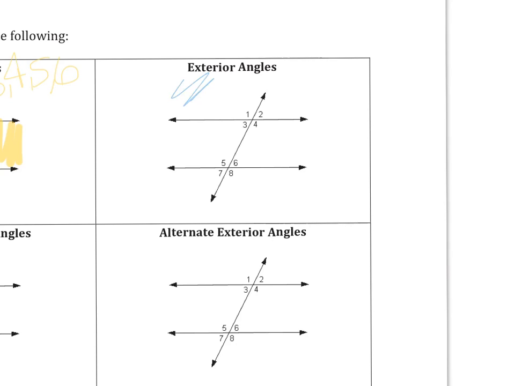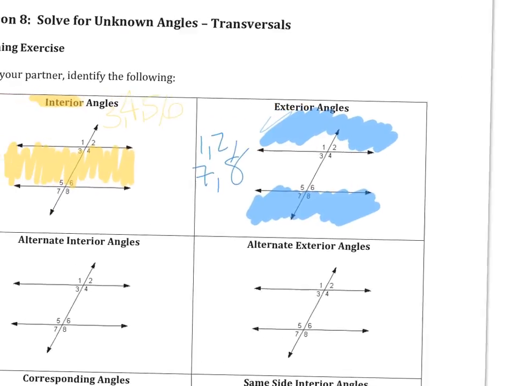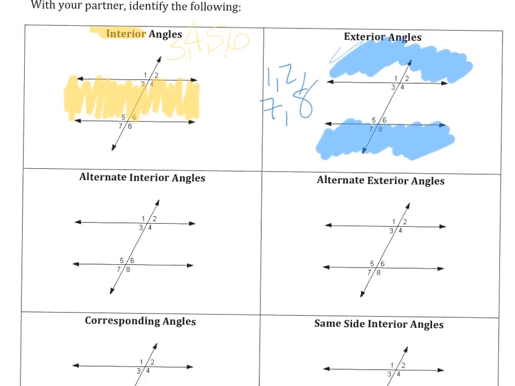Moving on to the next thing, we're talking about exterior angles. Exterior angles are on what we call the outside of the parallel lines cut by the transversal. So we're talking about the outside angles. And in this case, they are going to be numbers 1, 2, 7, and 8. So we have interior angles and we have exterior angles.